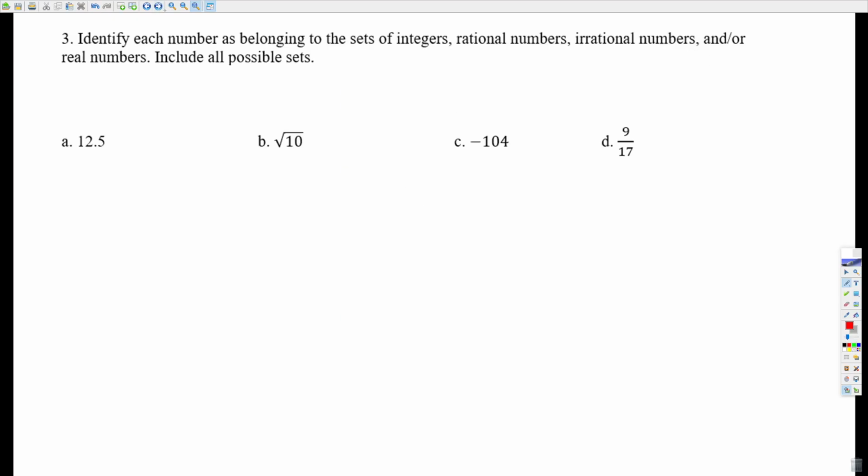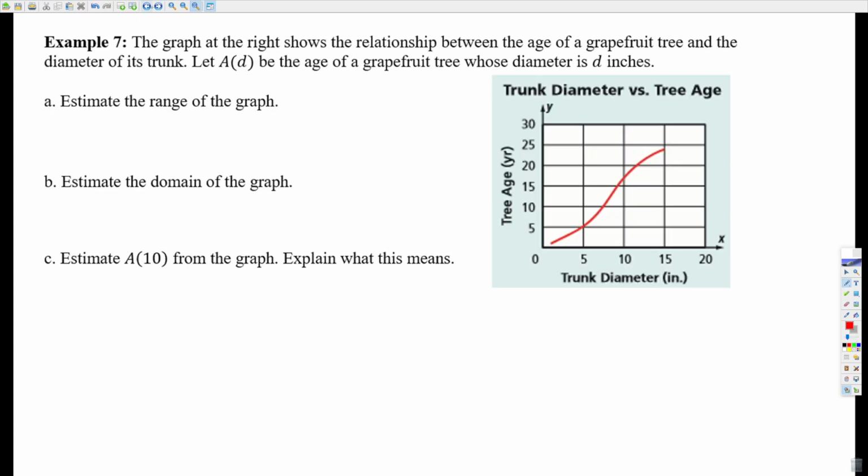Last one, I think I got rid of these ones in the notes. Last one would be example 7. All right, so the graph at the right shows the relationship between the age of a grapefruit tree and the diameter of its trunk. Let A of D be the age of the grapefruit tree whose diameter is D inches. First, we're going to estimate the range of the graph, do domain, and then we'll do a reading of estimate A of 10. You guys can go ahead and try that for a second. I'll be back in a second here.